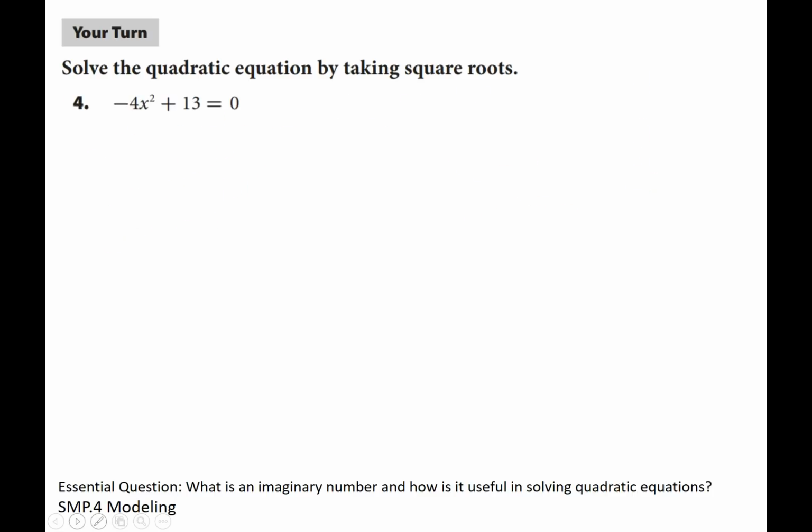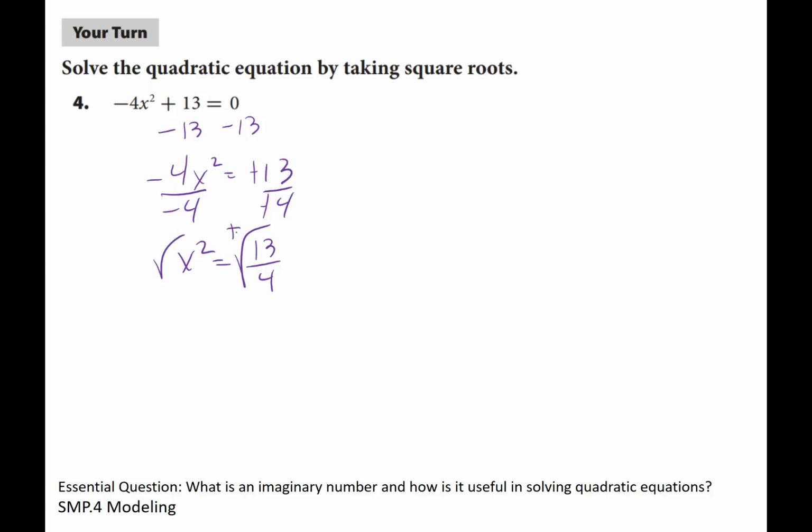All right, looking at number 4. So I'm going to start by subtracting 13 from both sides. So you've got negative 4x squared equals negative 13. We're going to divide by 4. Double negative is going to go positive. We've got 13 over 4. To undo the square, I'm going to take the square root of both sides. On the right side, I'm going to do a plus or minus.